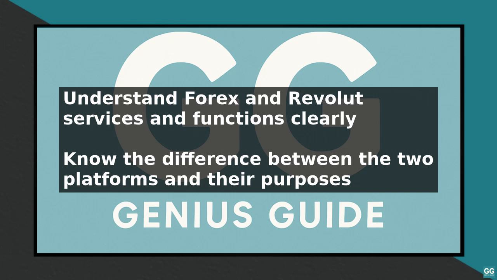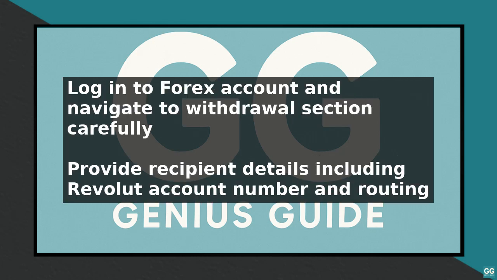To begin the transfer process, log into your Forex account and navigate to the withdrawal or transfer section. Here, you will be required to provide the recipient's details, which in this case is your Revolut account. You will need your Revolut account number and the routing number, which can be found in the Revolut app.